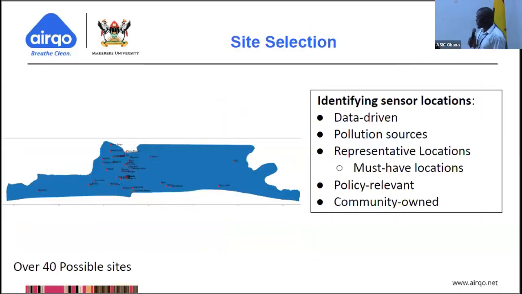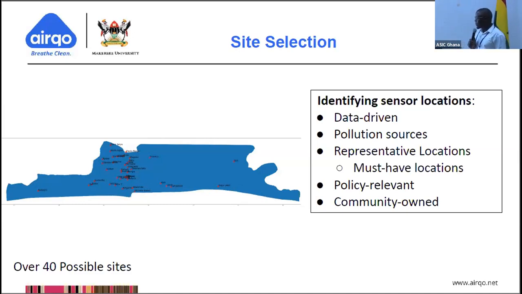At the beginning, there were over 40 possible sites that we generated due to data-driven solutions. In this, we looked at the pollution sources, then the representative locations. There are some must-have places. Maybe in your needs, you want schools to be a must-have, near road, must-have market. So what are those must-have places? And then the relevance in the policy, the different policies that you have, plus making sure that the community, we mean the researchers, universities, schools, the local populations, are involved.